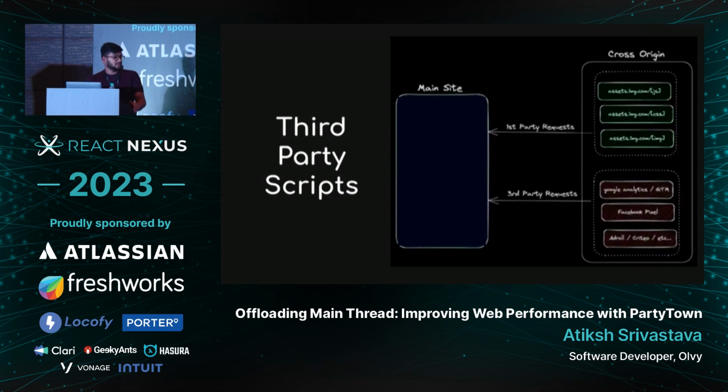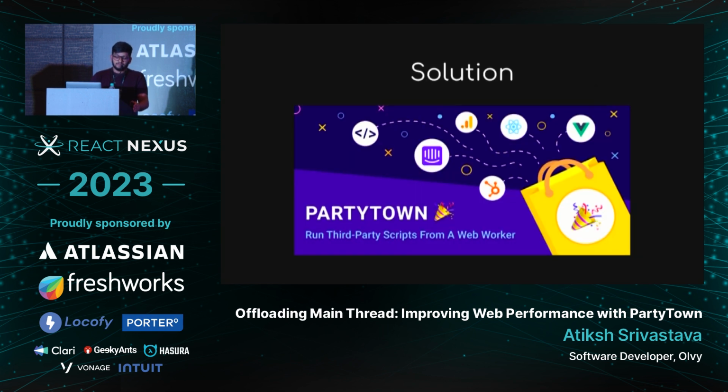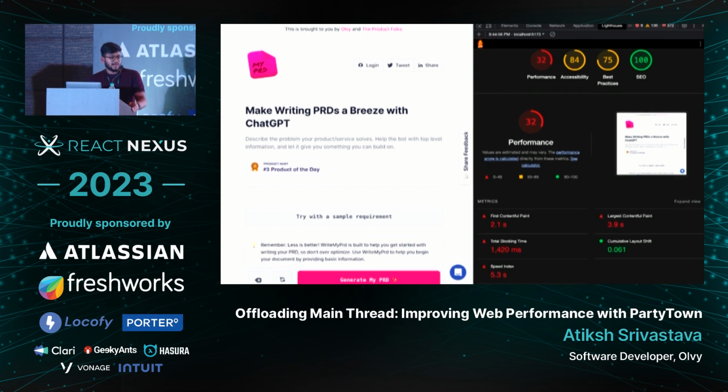And why are these even a problem here? These scripts compete with our main JavaScript code and can potentially block the main thread, leading to very bad user experiences and at times to unresponsive websites also. And here's the solution for this: PartyTown. PartyTown is a library from builder.io which allows us to run these third-party scripts from a web worker without blocking the main thread. So now that being said, let's see PartyTown in action.